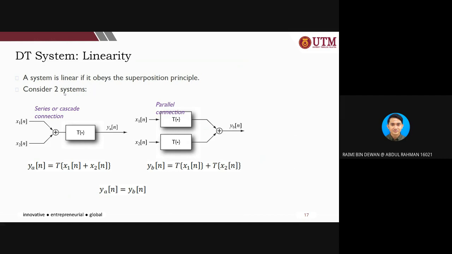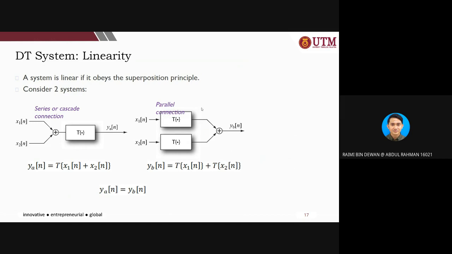Superposition. Consider these two systems. You see, this is your x1[n], this is your x2[n]. Then you have a series connection here, or we also call it a cascade connection. Then it undergoes addition here, and then goes through the transformation to produce y[n]. Next we consider the parallel connection, where we have our x[n] undergoing transformations.